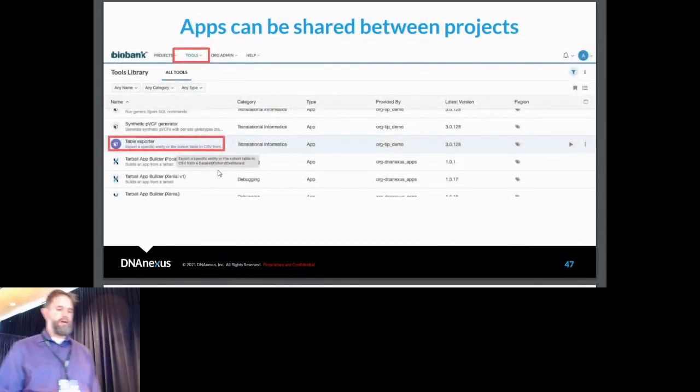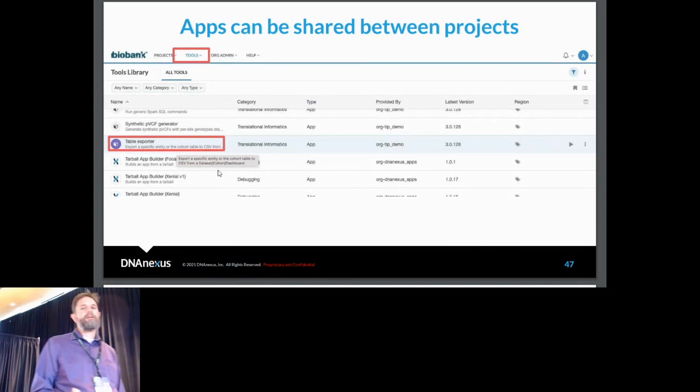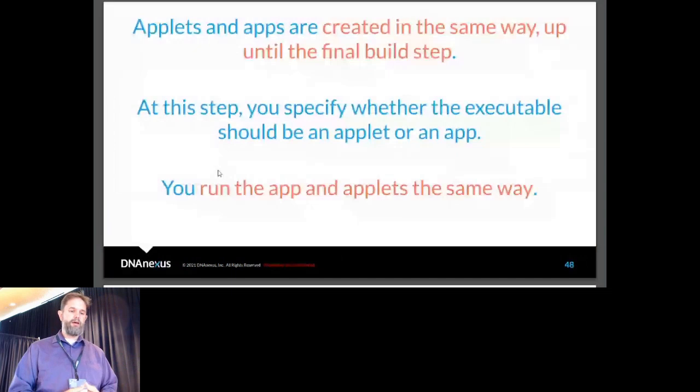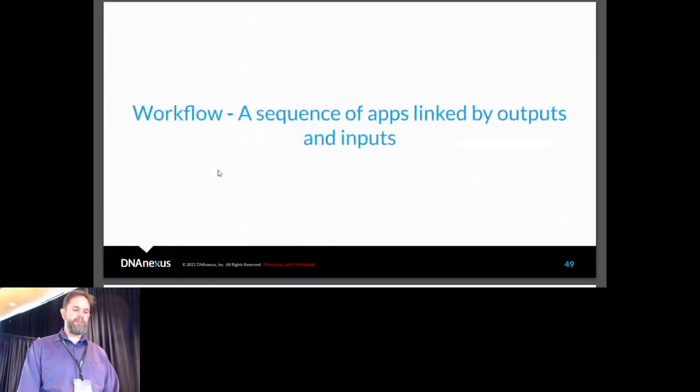Apps can be shared between projects, so you can make more general apps and share them with lots of people. But you can also just put applets on GitHub and people can build them themselves. That's what I'm going to go over in the second part of this presentation, starting in 13 minutes. Applets and apps are built the same way, and you just say whether you want it to be an app or an applet. That's sort of a minor point.